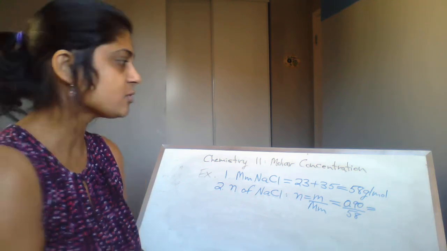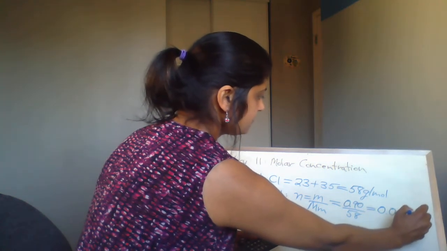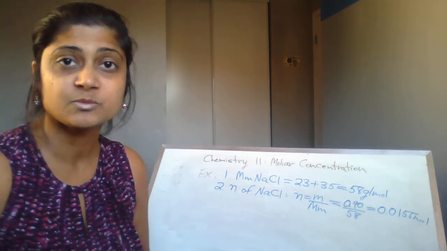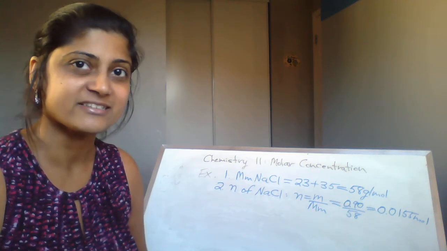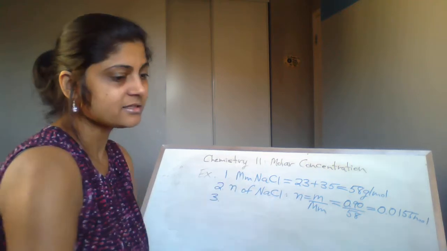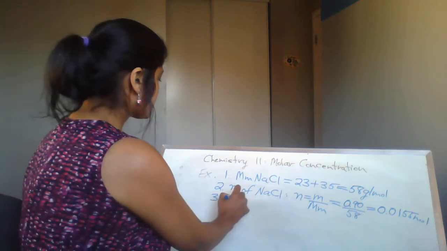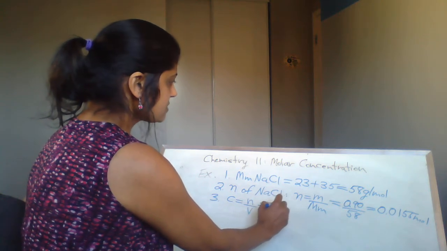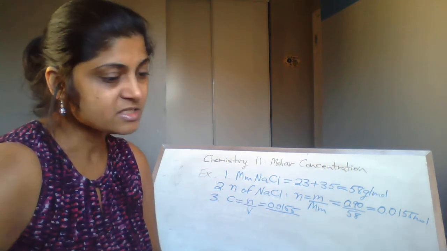And again, I am going to round this. 0.0155 moles. I always tell students to leave several decimal places. The reason for that is to make sure that your answer is accurate until the very end. So this is the second step that we did. And lastly, in this step, it says, what is the molar concentration of the solution? So I'm going to put C equals n divided by V. I have my moles from step 2, 0.0155, divided by the volume.